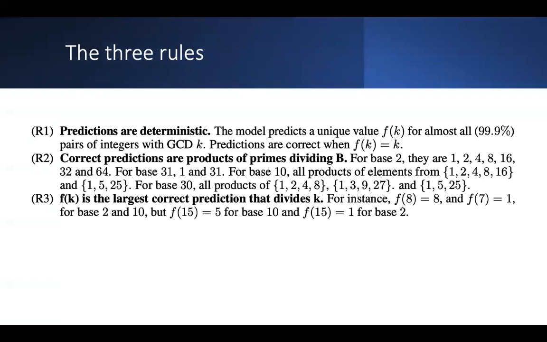In fact, I could present all the predictions of my models in 3 rules. There's the first rule, which is predictions are deterministic. If you have pairs with GCD k, there's a unique value f of k that is predicted. The model always predicts the same value for all values. Sometimes f of k equals k, not always. Then the correct predictions are always the products of primes dividing the base. And the prediction made by the model for all of the values is the largest correct prediction that divides k.